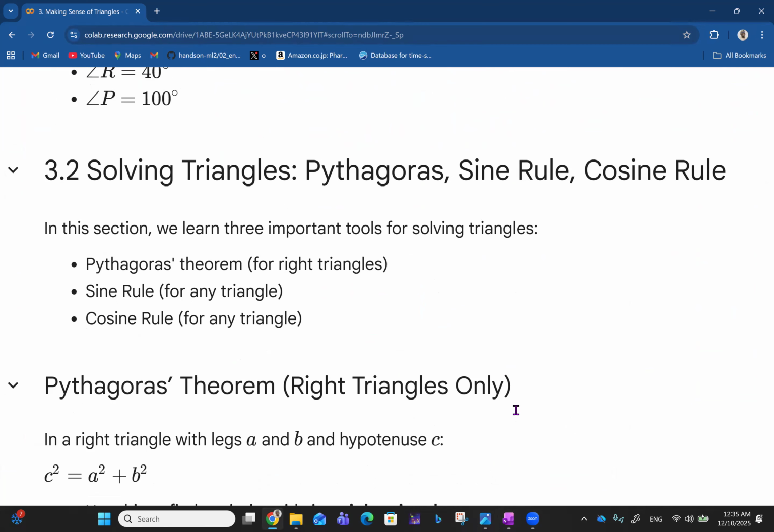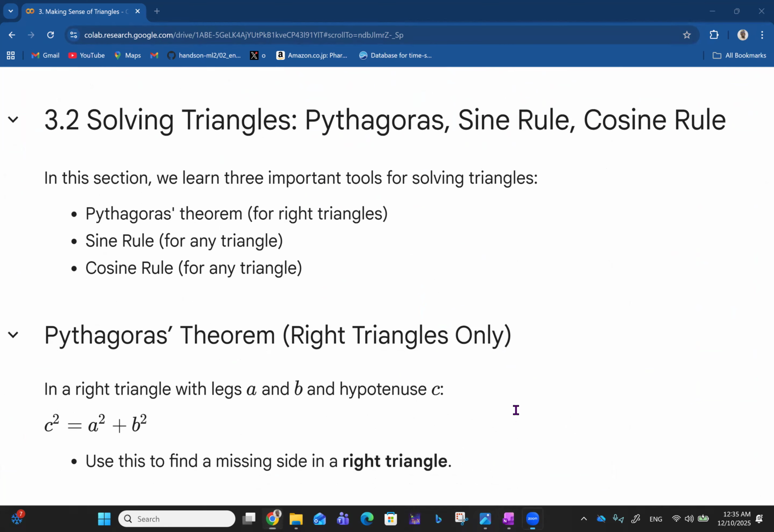So next, since we have been introduced to the whole concept of triangles, talking about their classification based on angle, based on side, and all of that, the next thing we want to do is solve triangles. How do we solve triangles? In solving triangles, I want to consider how to solve a triangle using the Pythagoras theorem, or if you like, Pythagoras rule, sine rule, and cosine rule.